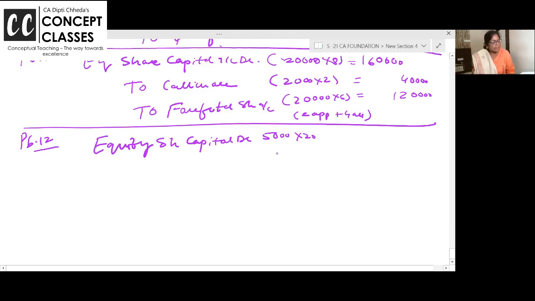Equity share capital debit 5,000 into 20. Now, securities premium I will debit because it is not received. How much is securities premium? 20. Debit that also because it is not received.